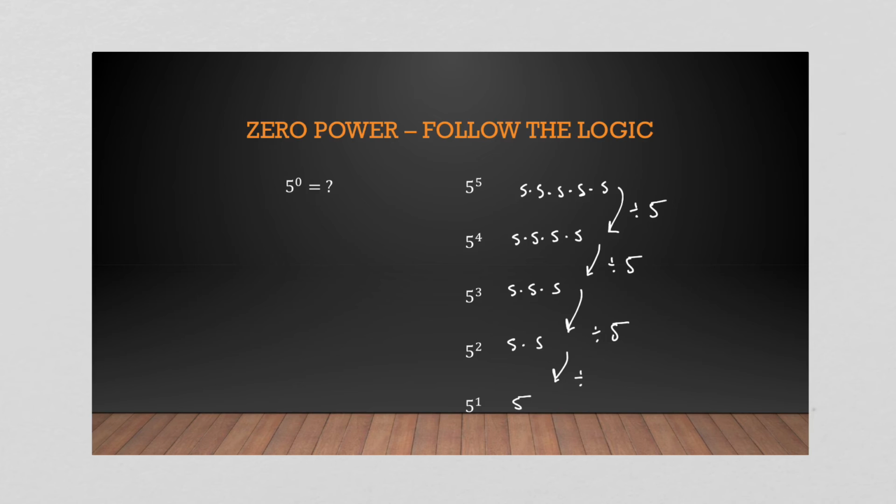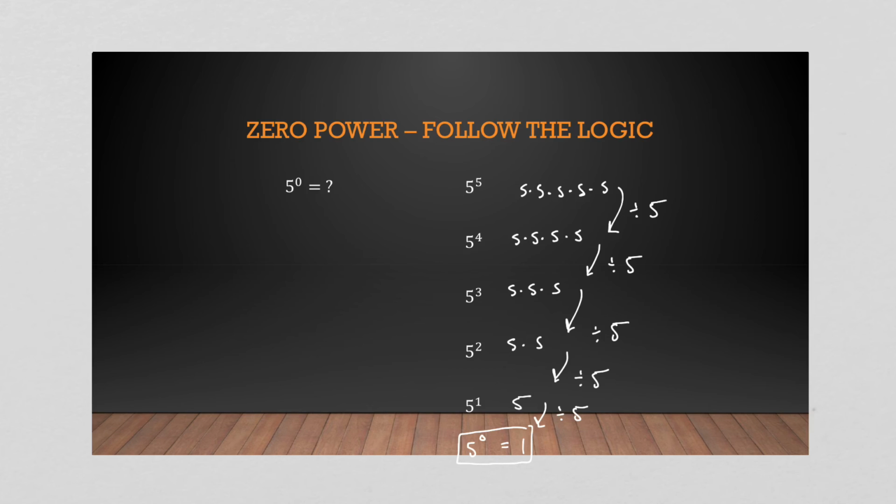So what happens when you divide by a factor of 5 here? What's 5 divided by 5? Well, that must mean that 5 to the power of 0 is 1. So anything to the power of 0, except 0, is 1. Now, obviously, there's going to be a negative caveat in there, but we'll look at that. But here's another way to consider it, using the other laws that we've learned.